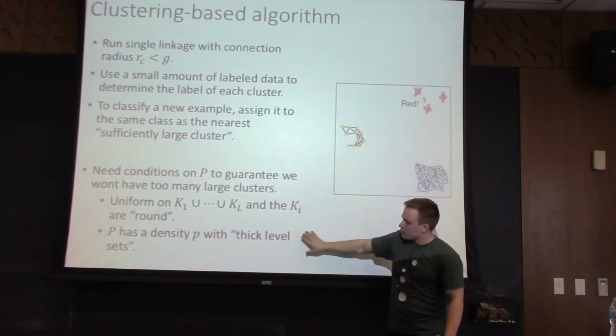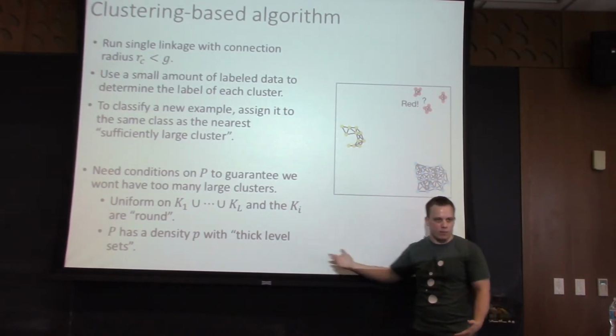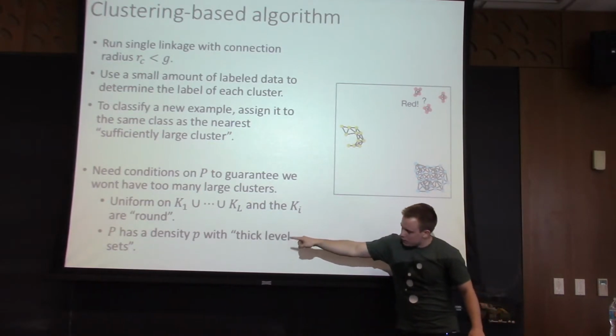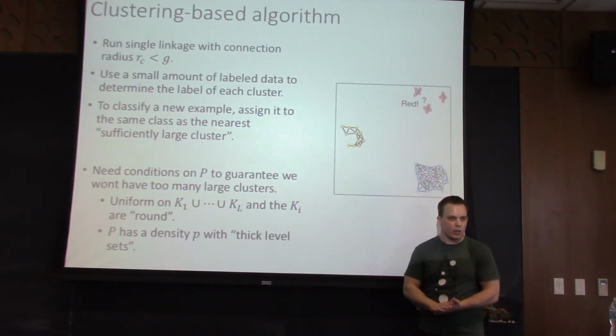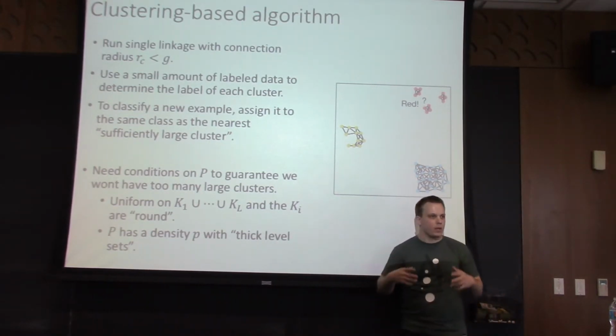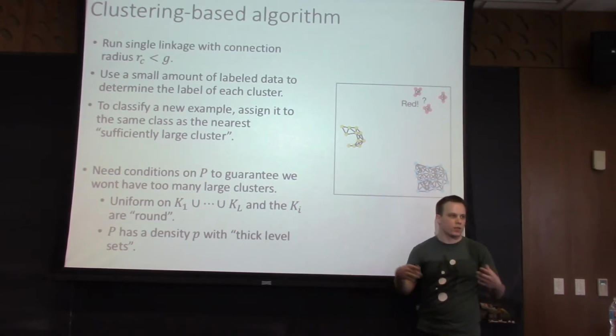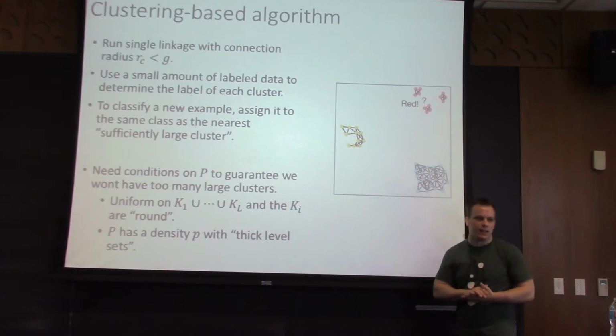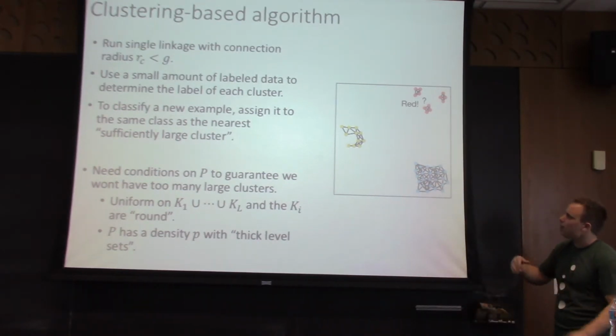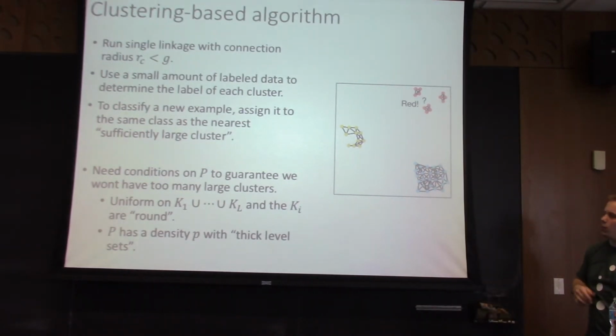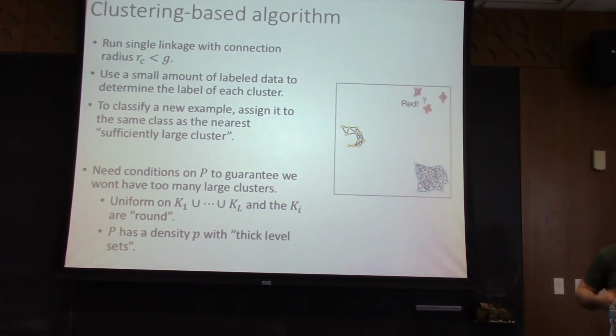And we also have a significantly weaker result that only requires that there's a density function for the underlying distribution, and that density function has a property that makes sure that the level sets are thick. So somehow you're ruling out densities that have these skinny little tendril-like bridges connecting its connected components. So these are just conditions that are going to guarantee us that we won't have too many clusters. But I don't want to talk more about this unless you guys have questions afterwards.